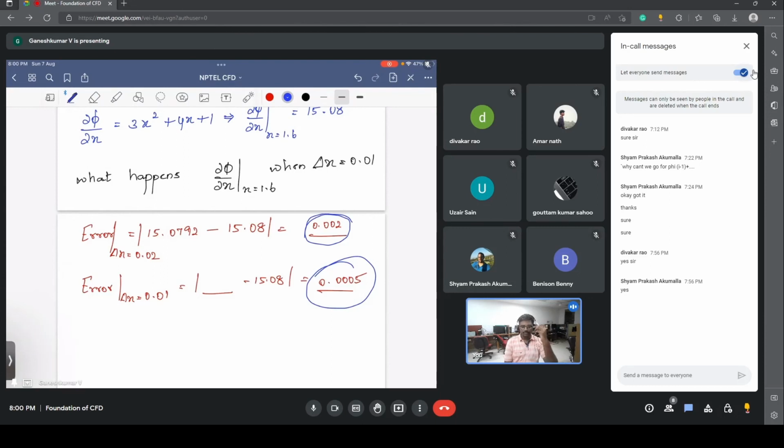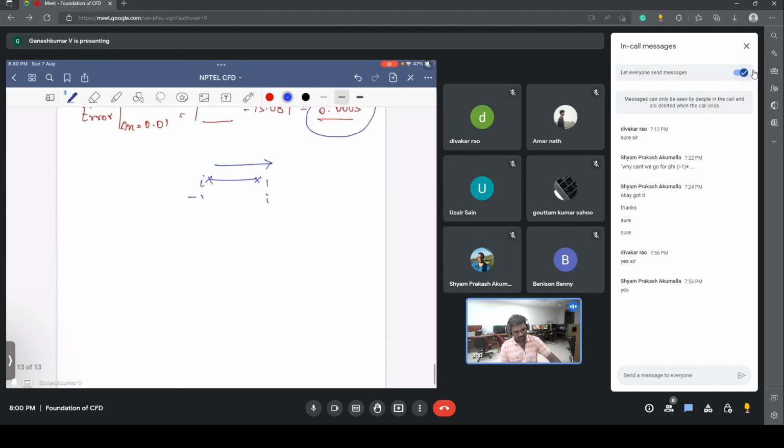So quickly, what I can say is, usually when the flow is flowing from one direction to the other, let's say the flow is flowing in this direction. At that time, here it's I and here it's I minus 1. You need to choose an upwind scheme or backward difference scheme.